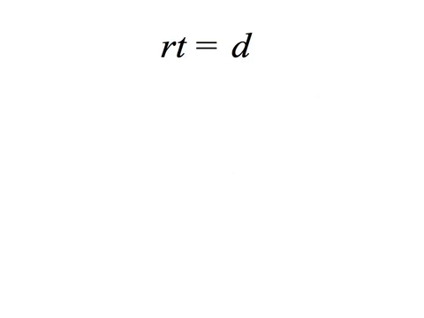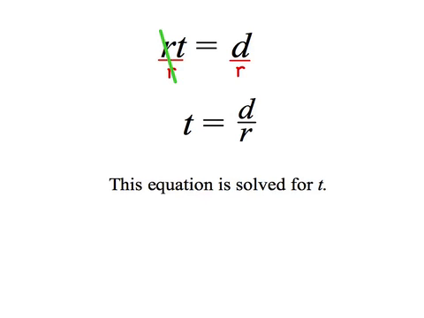If we take that equation and divide both sides by R, then on the left side, R over R equals 1, and we get that T is equal to D over R, or the time is equal to the distance divided by the rate. This equation is solved for T.